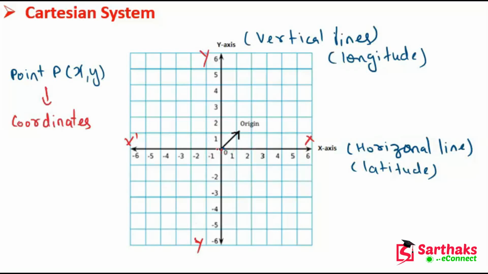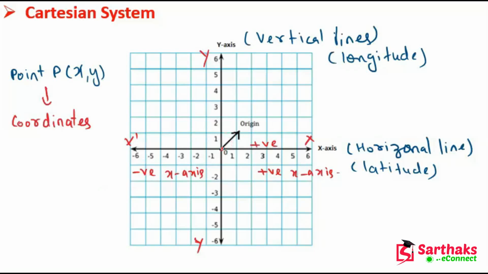So now after the origin, if we move to the right side, we get the positive direction, we get positive numbers. So this is the positive x-axis. And if we move in the left direction, this is the negative x-axis, because all the numbers are negative.